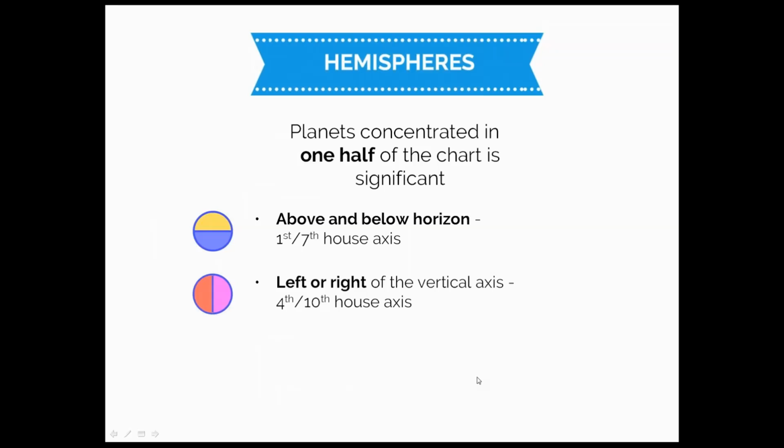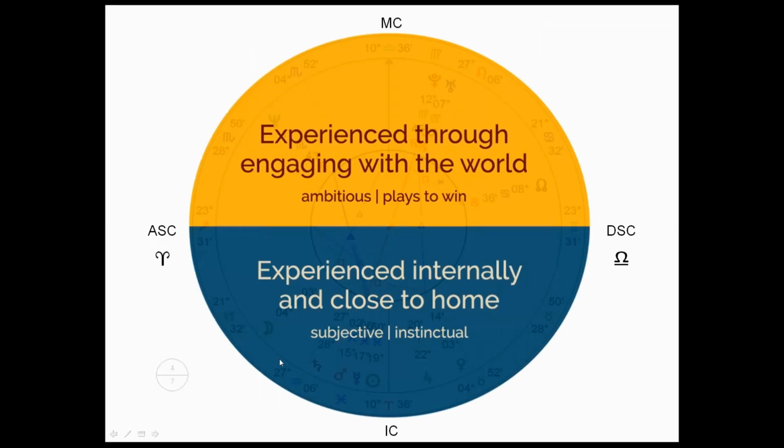Next, take a look at the hemispheres of the chart. I look to see if planets are concentrated in one half of the chart, the half above or below the horizon, or to the left or right of the vertical axis. If you were born with a lot of planets above the horizon, these are what we call the diurnal houses. These are the houses that the sun moves through during the daylight hours. So the 7th, 8th, 9th, 10th, 11th, and 12th houses.